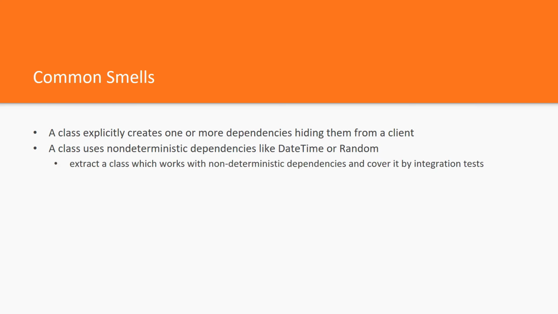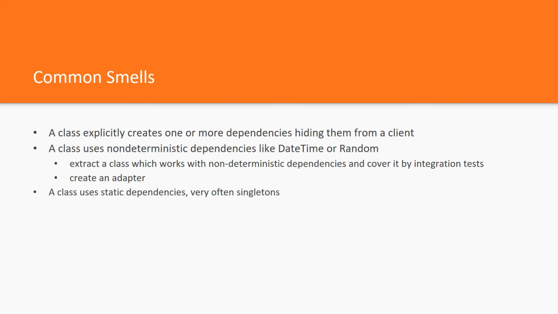One way is to create a class which works with non-deterministic dependencies and cover it by integration tests, and another option is to create some kind of adapter. I mean, create your own interface and implement it in a custom class which uses non-deterministic dependencies. Then you can use that custom interface in the production code and replace it with test doubles which are under your control in unit tests.